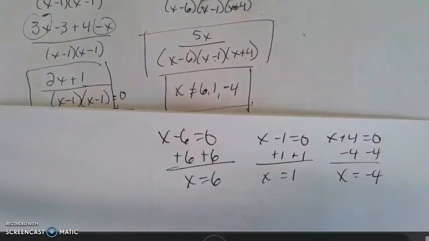And some of you are starting to see the pattern of finding your excluded values. Okay, now you're going to give it a try.